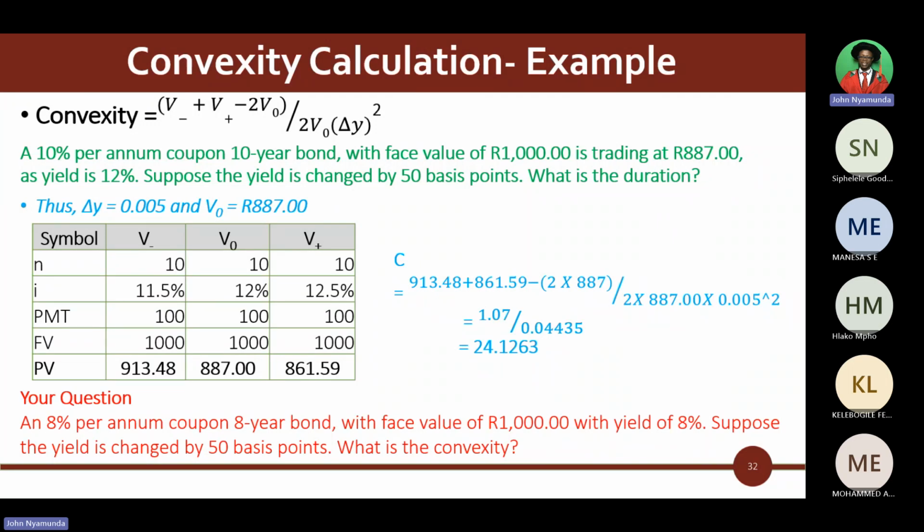V minus, V plus, V naught we already have. Post in the chat. Okay, Mohammed already has a convexity there of 21.8. Let's go for it.